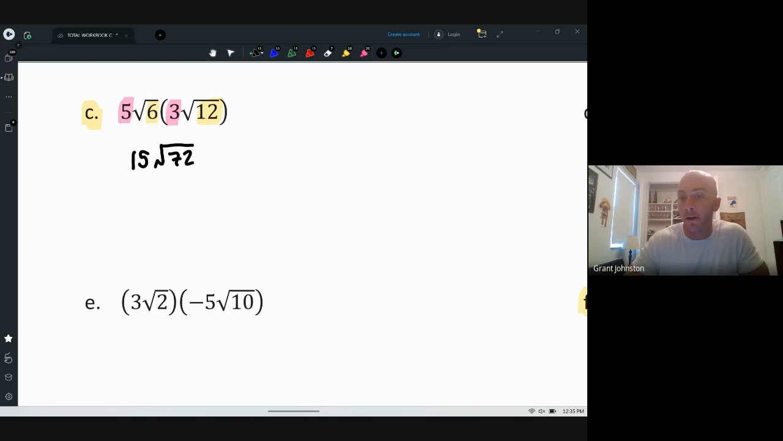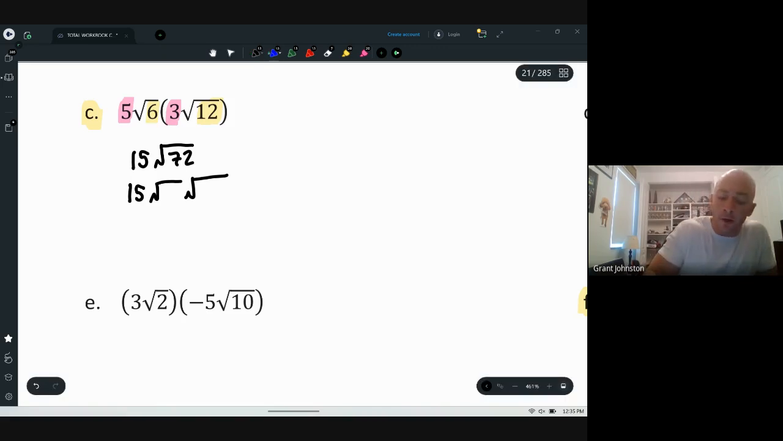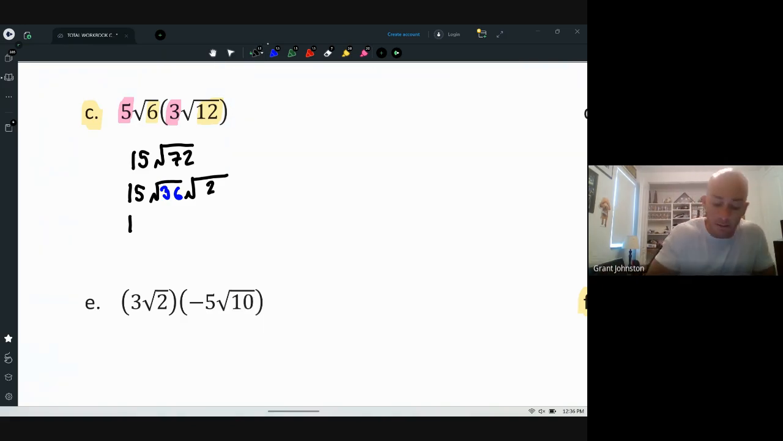And now we go to simplify. I can break up the 72. I'm going to rewrite my 15. 72 we could break into 36 times 2. The square root of 36 is 6. So this will be 15 times 6 root 2. 15 times 6, I believe that is 90. So this is going to be 90 root 2.